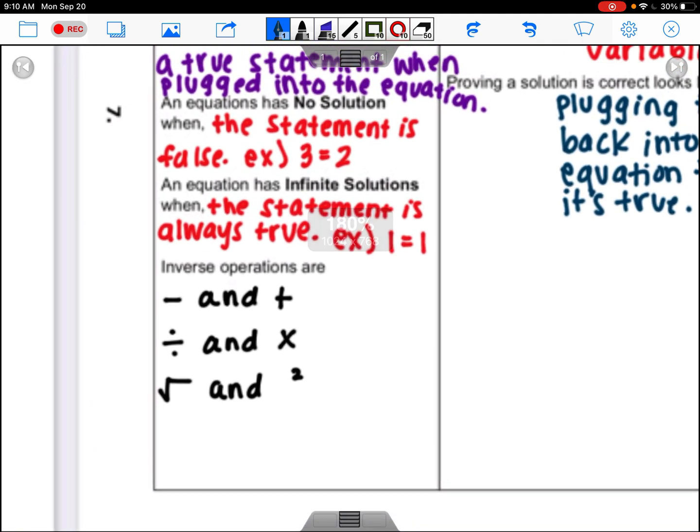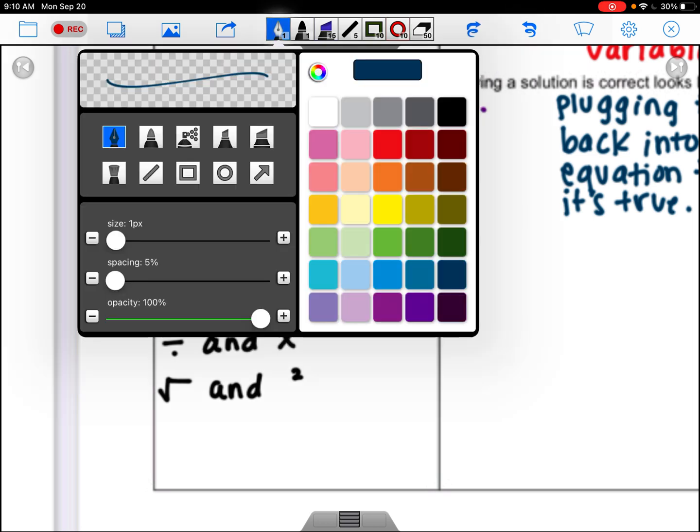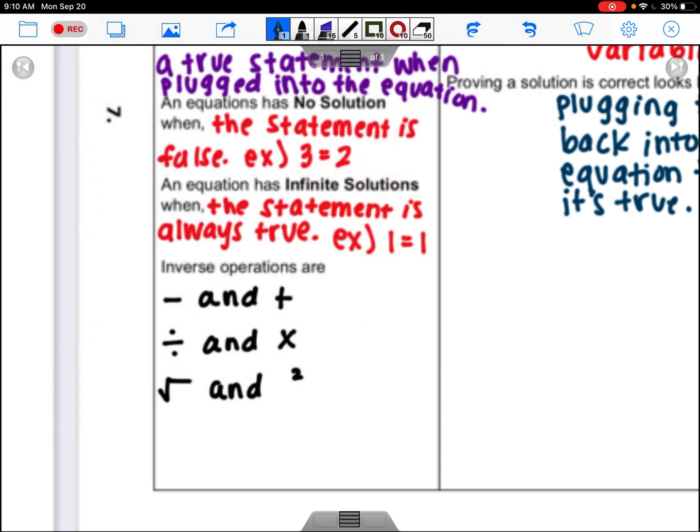An equation has no solution when the statement is false. So 3 equals 2 would be a false statement. When there's no solution, your variables will cancel out, depending on whether you solve it fully. Let's simplify it and say that when there's no solution, the variables cancel and the numbers are not going to equal each other. 3 cannot equal 2, so this is no solution. Another example, 1 equals 0. That's false. 1 can never equal another number.